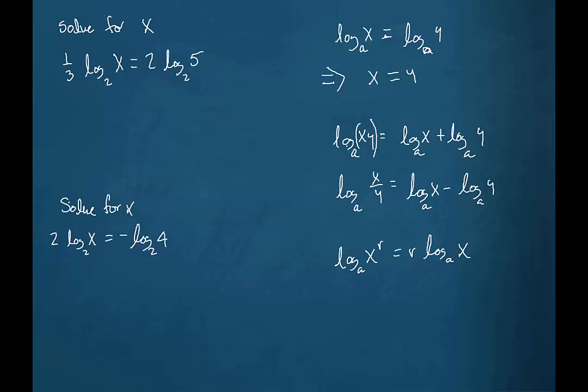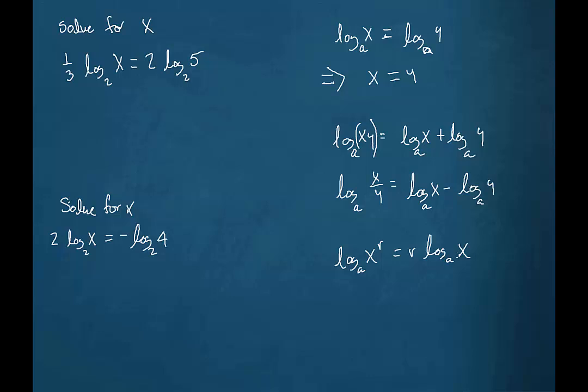I have another property here that says that the log base a of a product, x times y, is equal to a sum of logs, log base a of x plus log base a of y. The log of a quotient, log base a of x over y, is equal to a difference of logs, log base a of x minus log base a of y. And if I have the log of this argument raised to some power, I can pull that power down front. So log base a of x to the r is equal to r times the log base a of x.